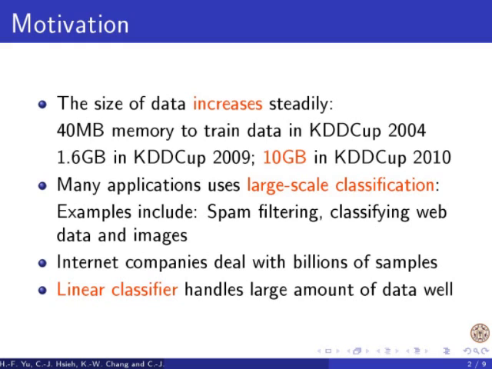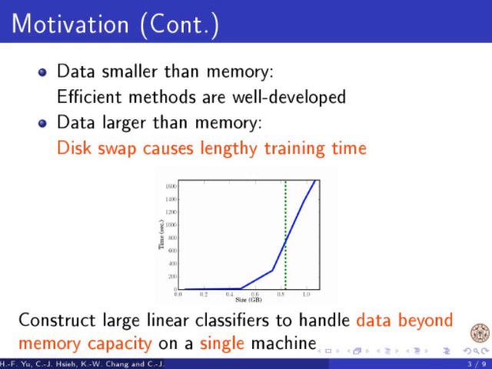Moreover, there are more and more applications such as spam filtering and web mining that apply large-scale classification. Several internet companies also report the need to deal with large-scale data with billions of samples. Among various classification techniques, linear classification is a popular method to deal with large-scale data. If data can be stored in memory, efficient methods are already well developed. However, if data is larger than memory capacity, disk swapping causes lengthy training time.